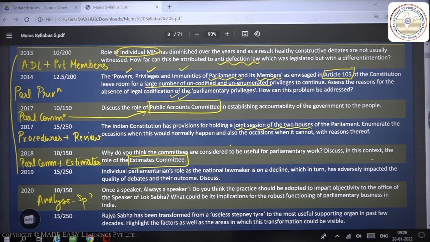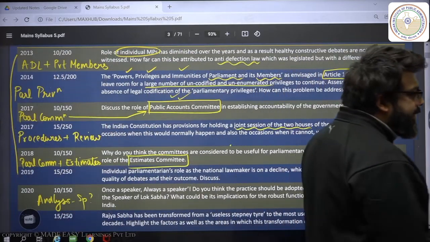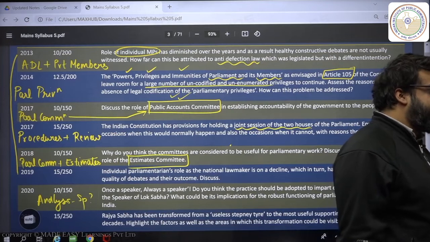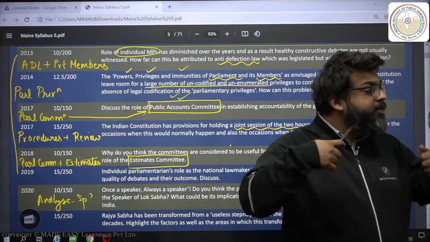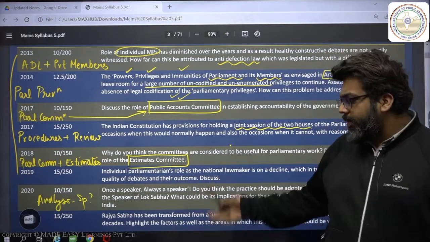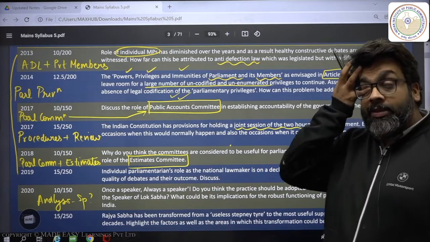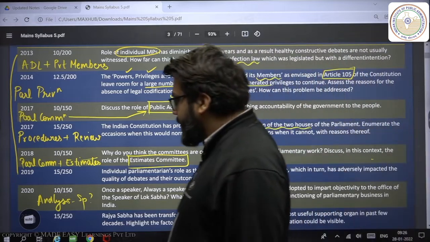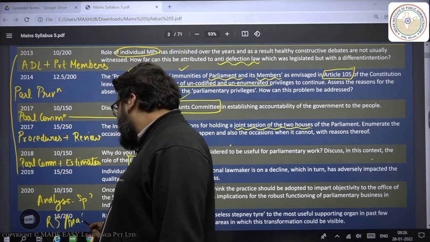2020, Rajya Sabha has been transformed from a useless appendage to the most useful supporting organ in the past few decades. Highlight the factors as well as the areas in which the transformation could be visible. This is called blowing your own trumpet. They are not asking you how good or bad Rajya Sabha was. They're asking you how good was the Rajya Sabha and why was the Rajya Sabha so good? It's because they were also celebrating their anniversary last year and Venkaiah Naidu had written a bunch of editorials across newspapers. So this is why this question was asked. Okay. So a Rajya Sabha analysis.